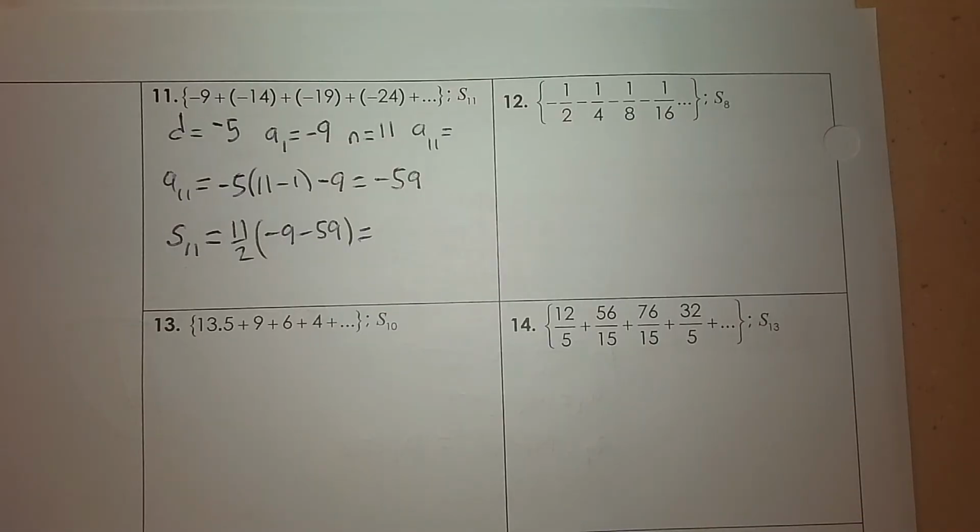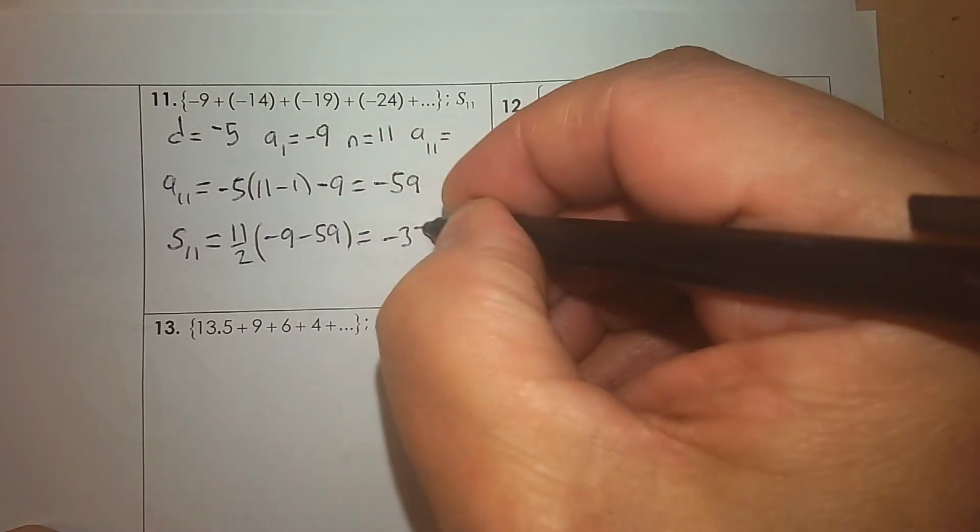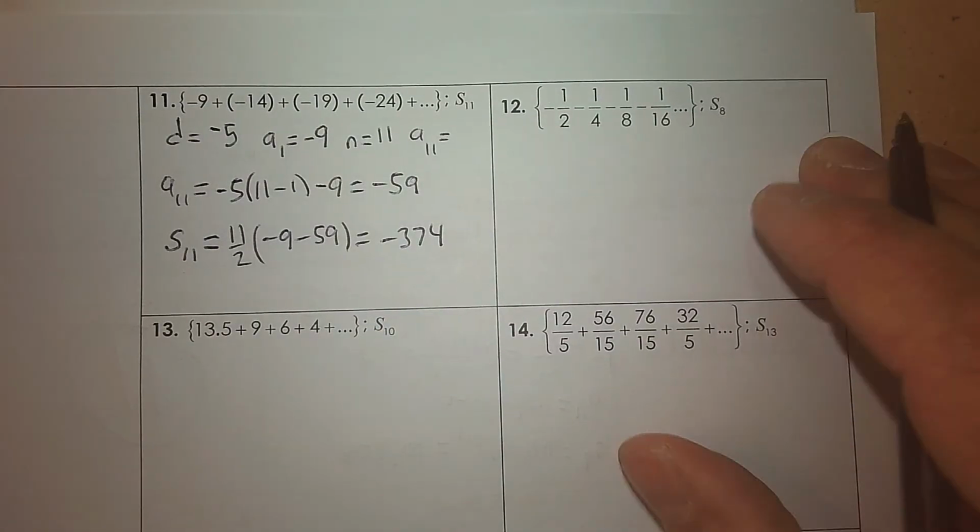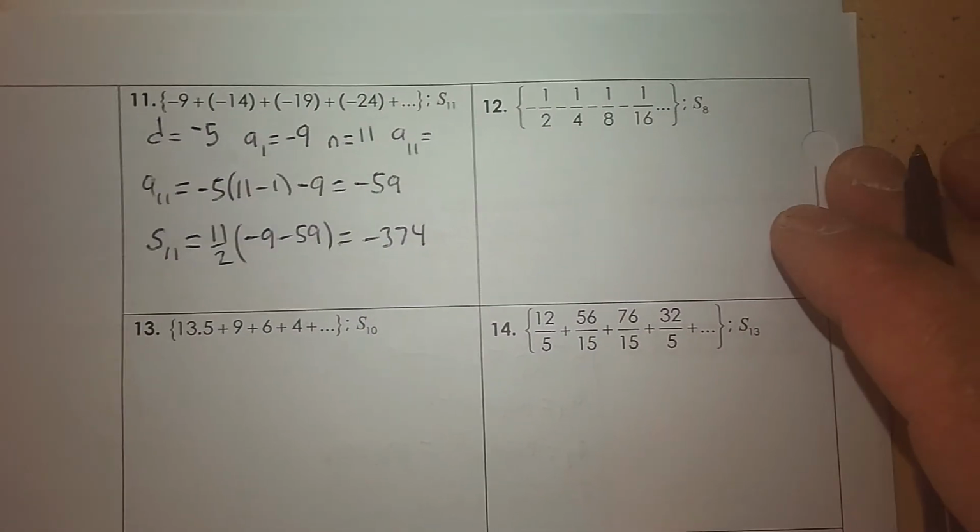Oh, so just say it's malfunctioning and not computer. I got negative 374. You know what? That's exactly what I got. Good job, Thomas. 12. I'm going to call somebody else.